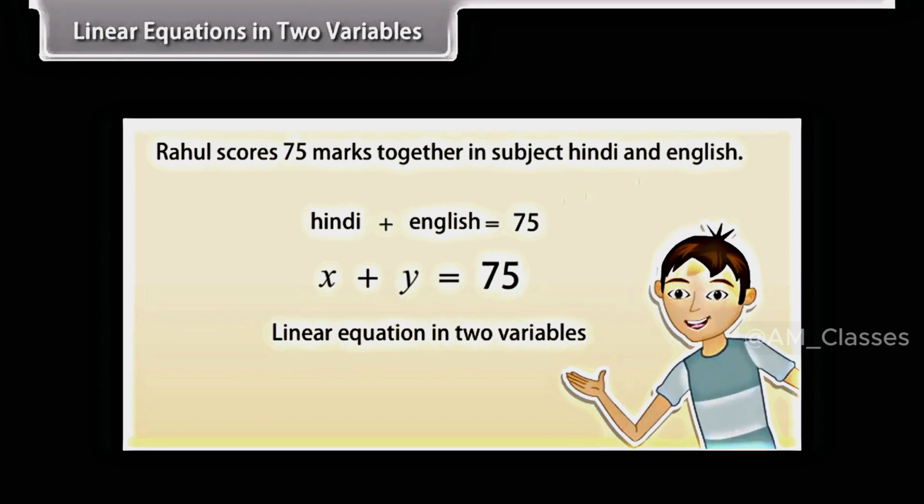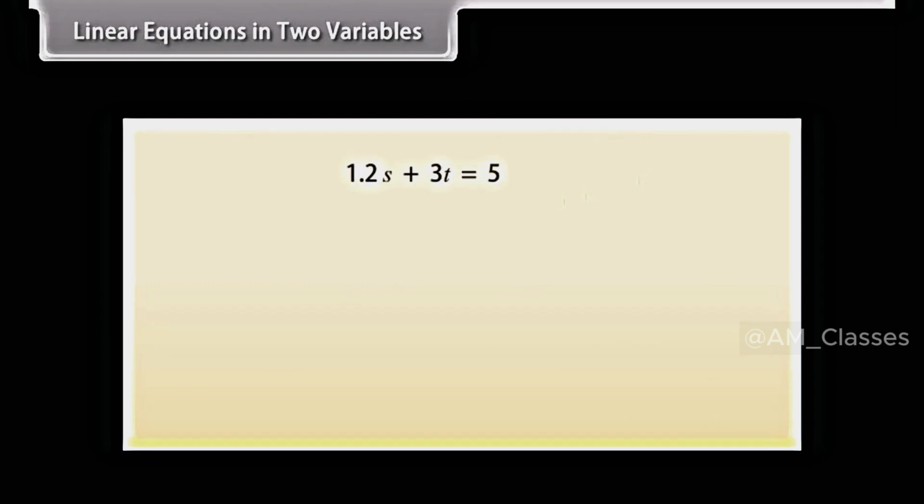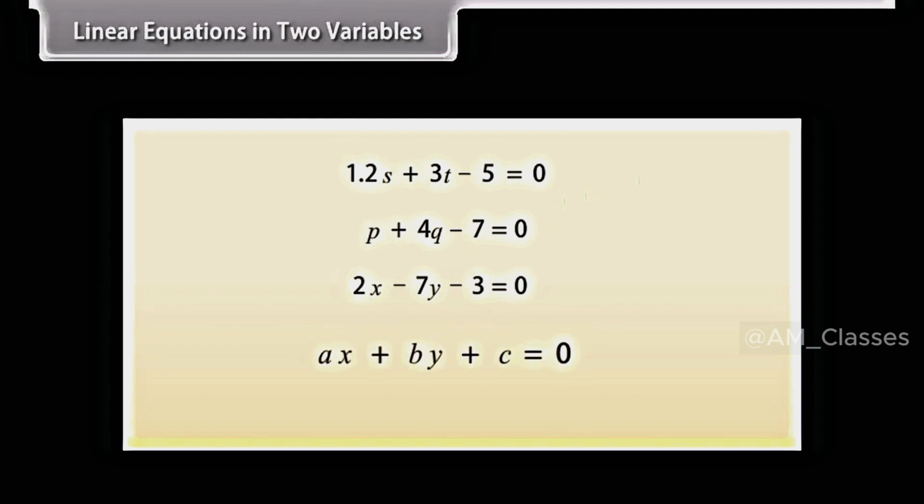Some other examples of linear equations in two variables are 1.2s plus 3t is equal to 5, p plus 4q is equal to 7, and 3 is equal to 2x minus 7y. We can put these equations in the form 1.2s plus 3t minus 5 is equal to 0, p plus 4q minus 7 is equal to 0, and 2x minus 7y minus 3 is equal to 0 respectively. So any equation which can be put in the form ax plus by plus c is equal to 0, where a, b and c are real numbers and a and b are not both 0, is called a linear equation in two variables.